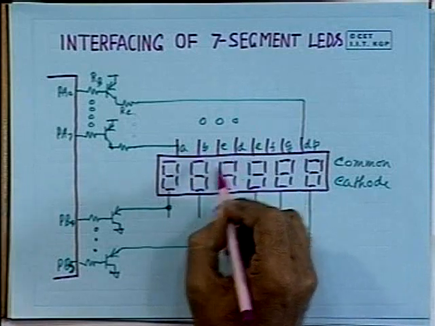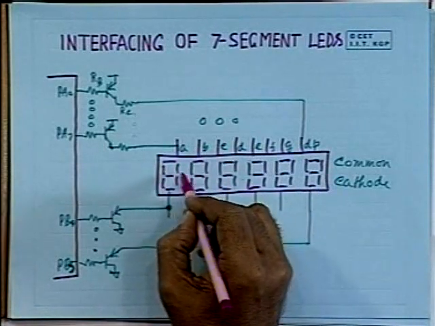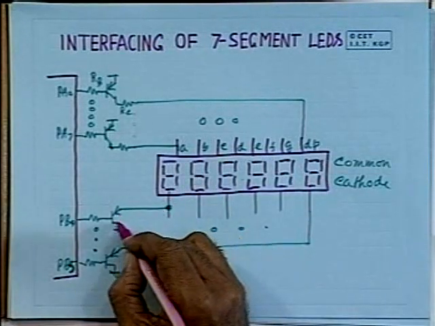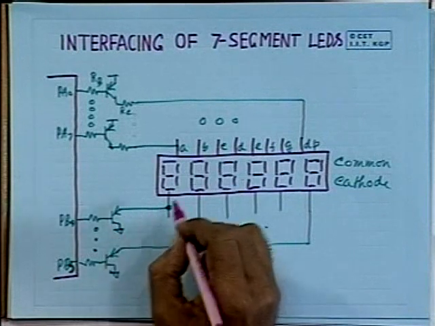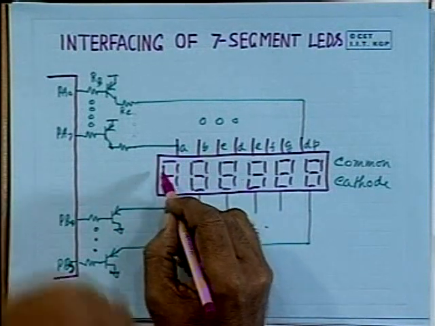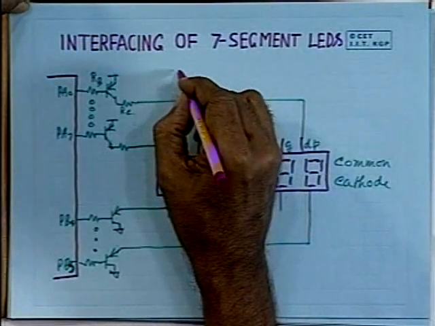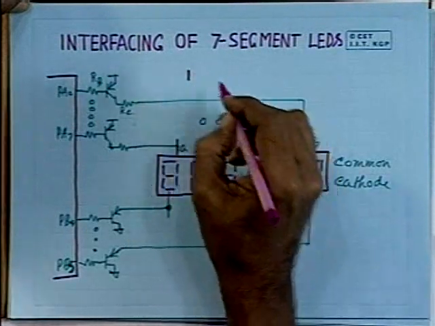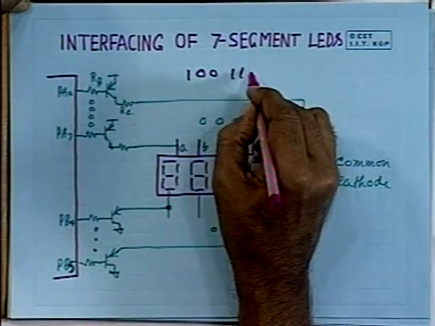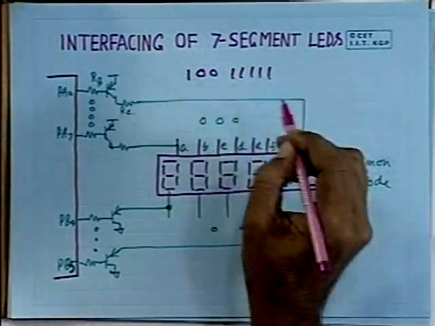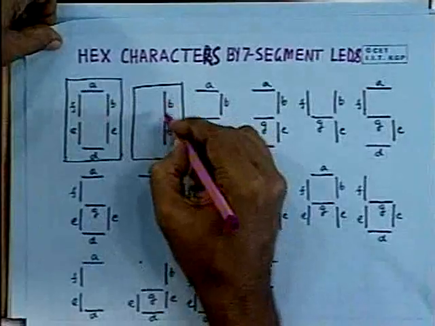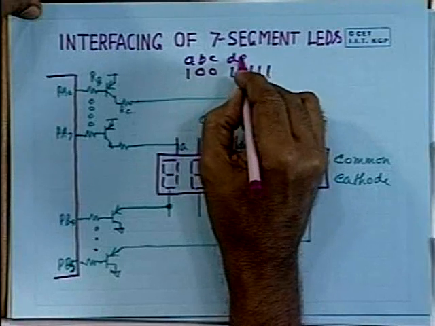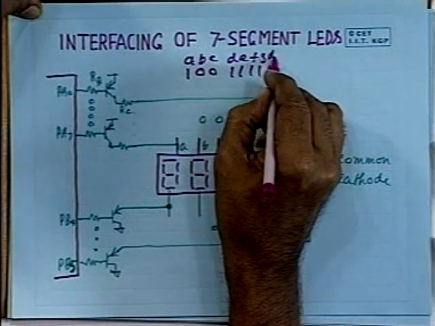Now, on which digit the display will take place will depend upon which particular transistor has been turned on here. Let us assume you want to display 1 here. Then you have to output 1 0 0 1 1 1 1 1, because B and C are to glow. So, this is A, B, C, D, E, F, G and decimal point.